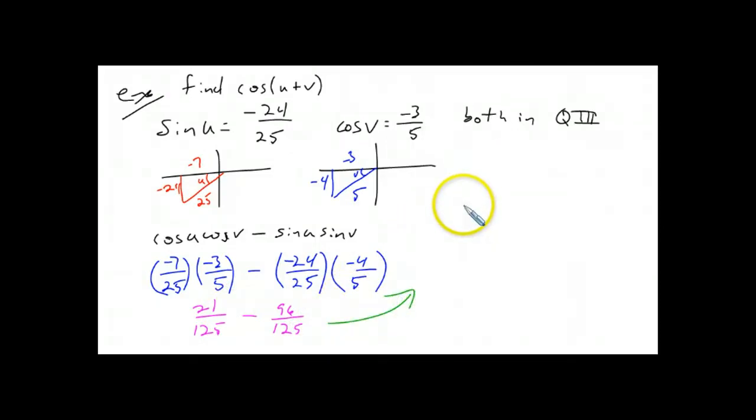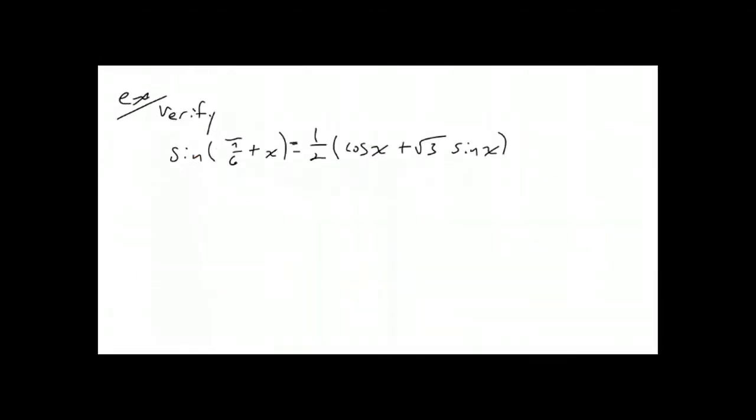So I have 21 minus 96 is negative 75 over 125, which will reduce to negative 3 over 5. You can take 25 out of both of them. And that's it. You would come down to an answer like this. Okay, another type of problem that you're going to see is verify.